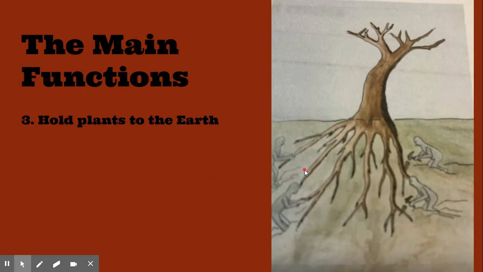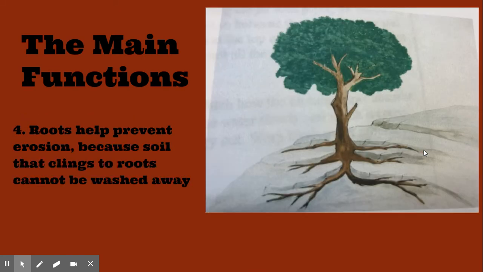Another function that the root has is to hold the plants to the earth. Here we see the roots acting like workers, making sure the plant is anchored tall in the ground. Roots also help prevent erosion because the soil that clings to the roots cannot be washed away.